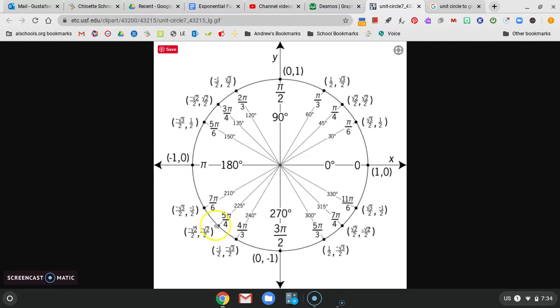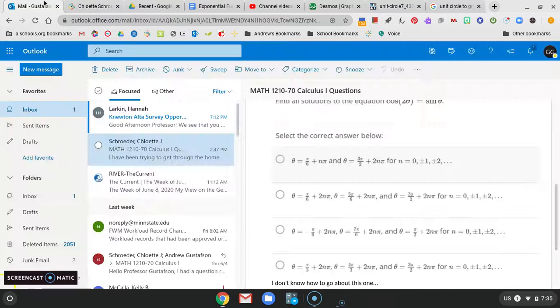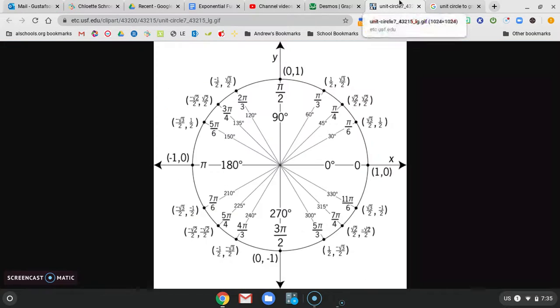And then 5 pi over 4 plus 2 pi. Plus 2 pi. Plus 2 pi. Every swing around the circle, they intersect again. And that's why in these questions you're seeing plus n pi, because some number of pi's swinging around the circle is going to give us another intersection point, 2n pi. So that's where they're getting that piece from.